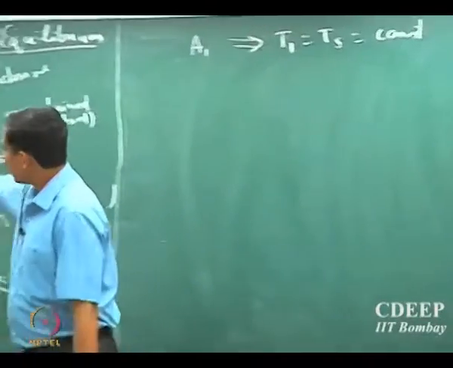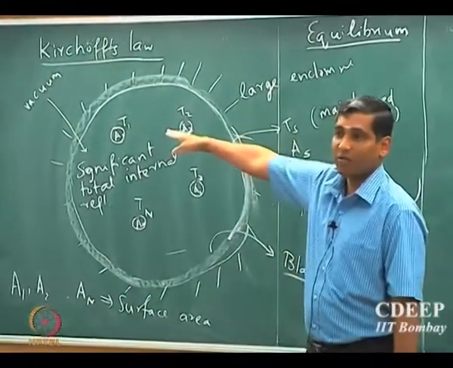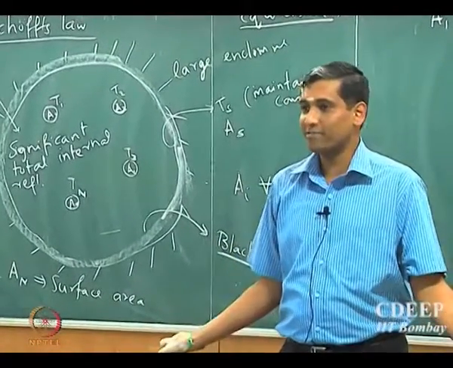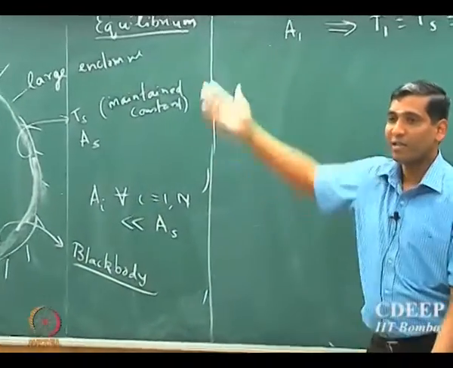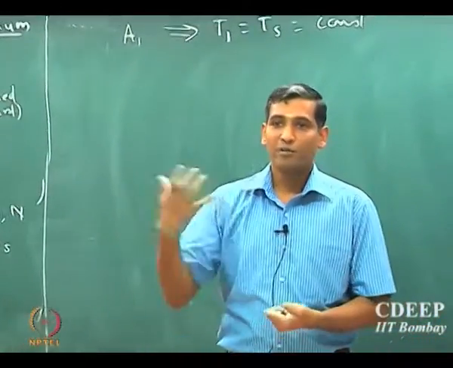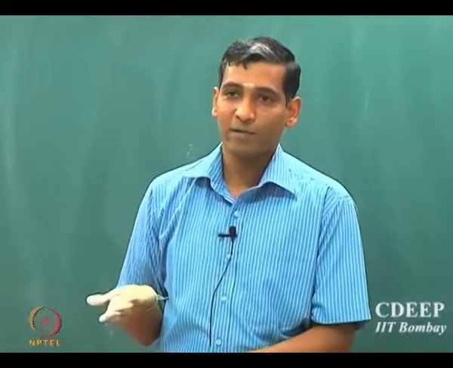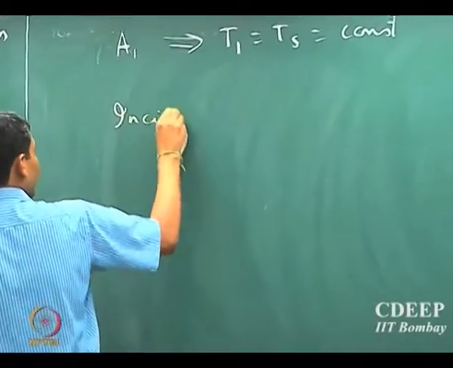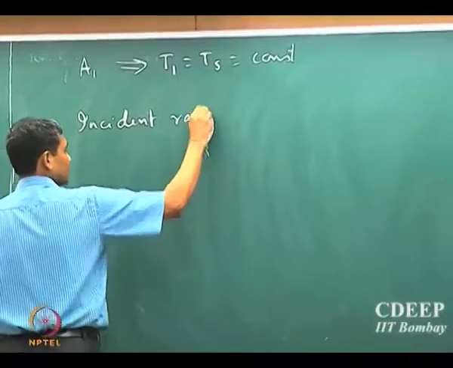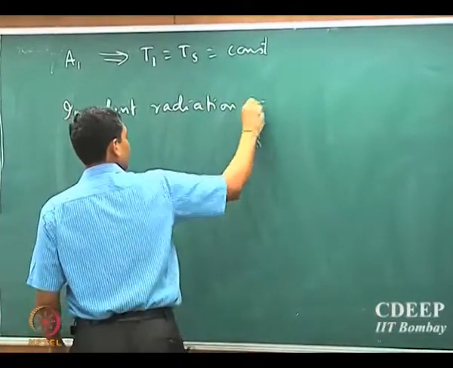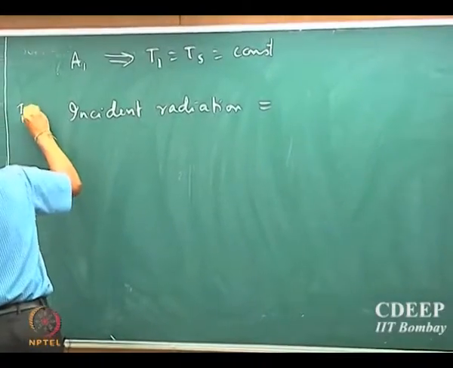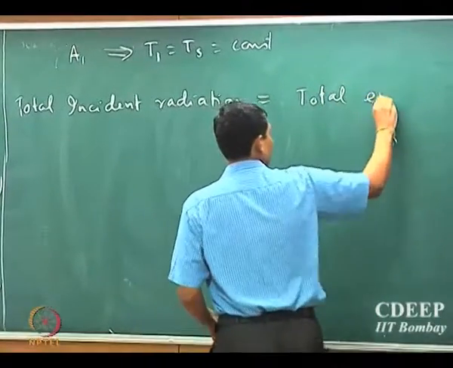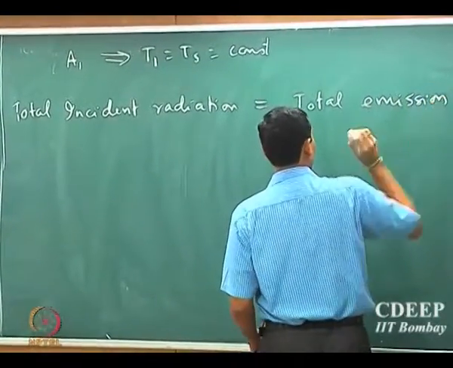Now, if it has to be maintained constant, then whatever incident radiation comes to the surface should be equal to whatever is emitted, right. Otherwise, you can't maintain equilibrium, because there is going to be addition of energy to the capacity of the solid and the temperature is going to increase. So if you do not want the temperature to increase, then all incident radiation should be equal to total emission from the surface.